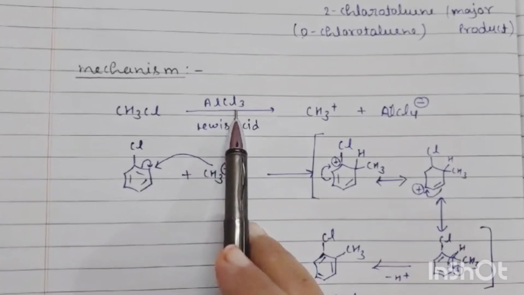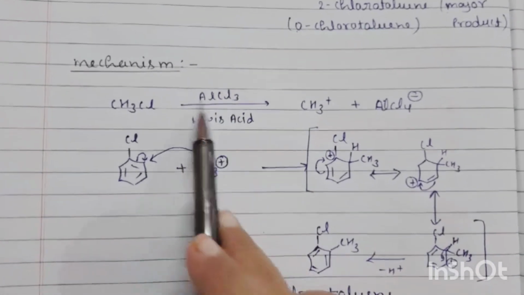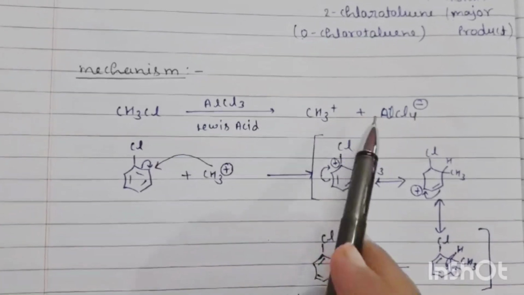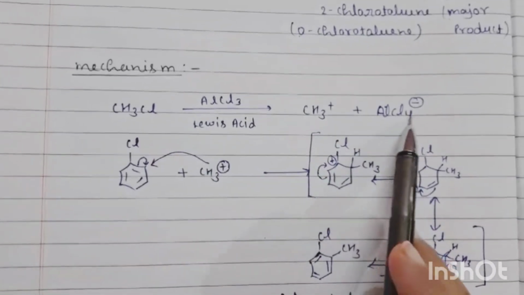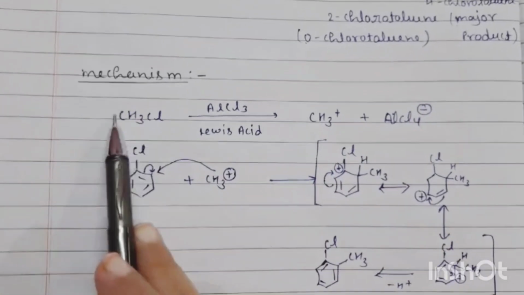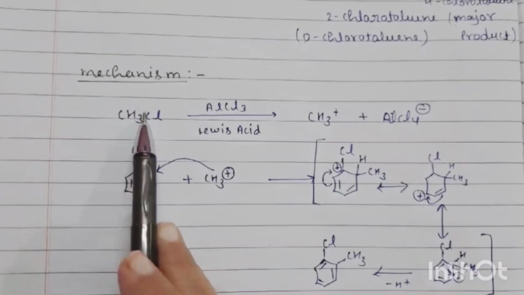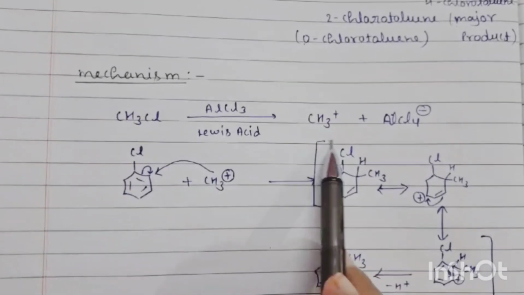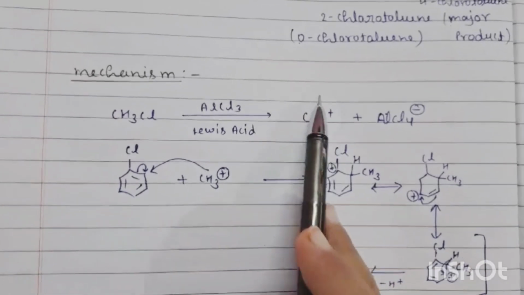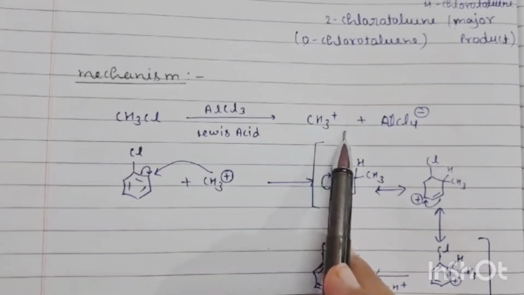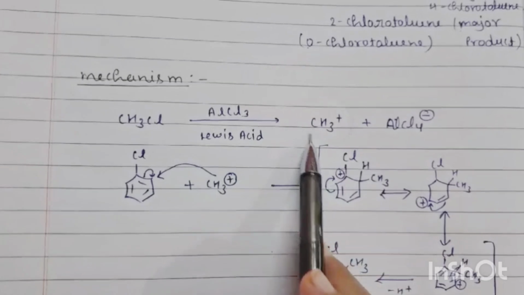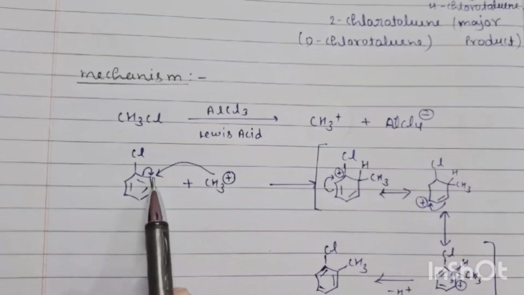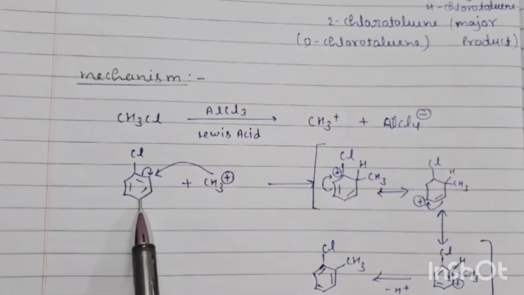So the octet is not complete for this Lewis acid. So it will take a Cl negative ion and produce AlCl4 negative. So the CH3 group will give its electron to the chloride ion, so CH3 positive forms. This one is your electrophile, meaning an electron deficient species. Now your electrophile in another step can attack at the ortho position or at the para position.